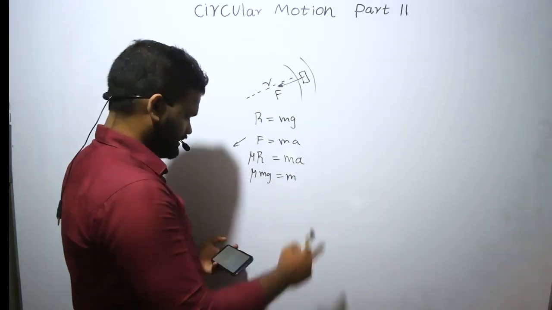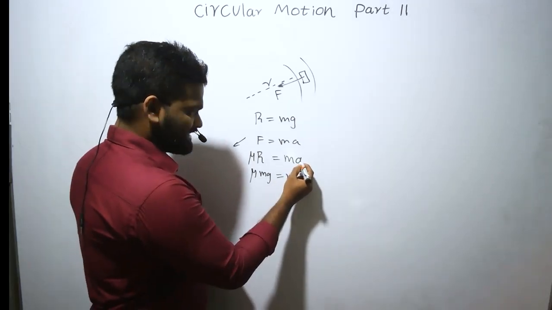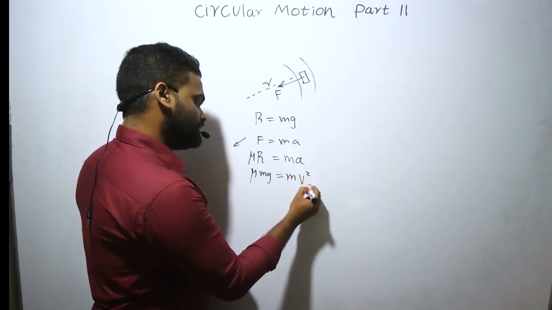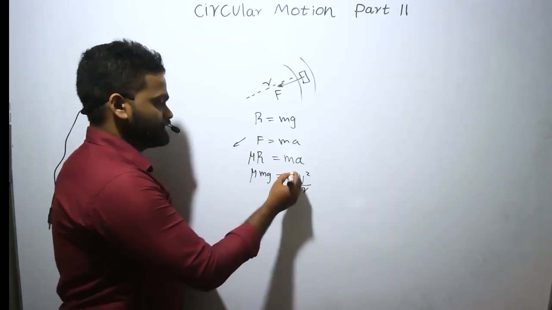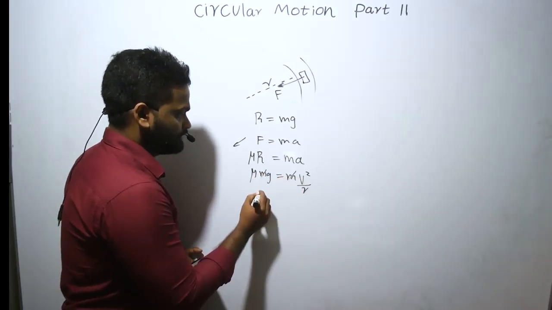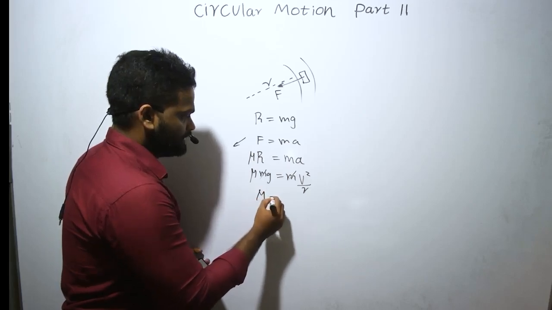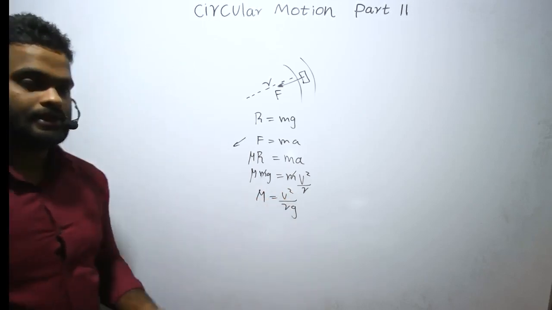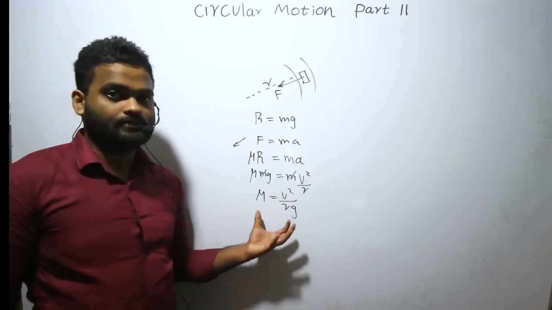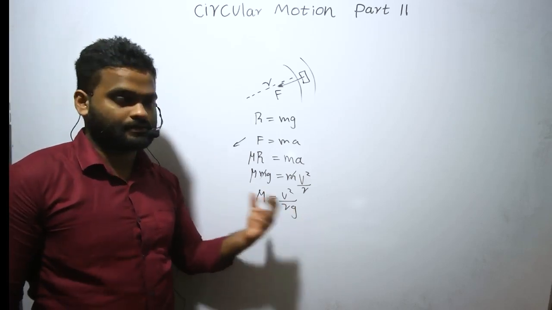They are talking about a velocity, so instead of centripetal acceleration, you can apply v squared over r. The m cancels off, so you get mu equals v squared over rg. So we derived an expression for the friction coefficient.